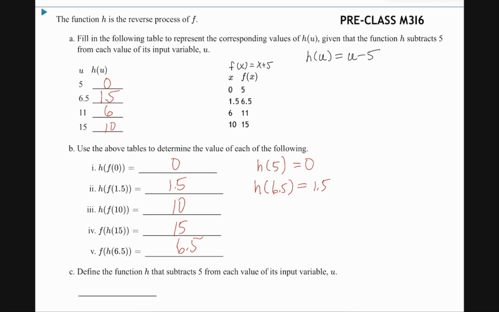So the function they're looking for here is h of u equals u minus 5 for me. Now, yours might be different, but that's what they're looking for there. So inverse functions, the x's and y's switch around. So if we go from the x to the y and back again, that's why all of these went right back to where they started.